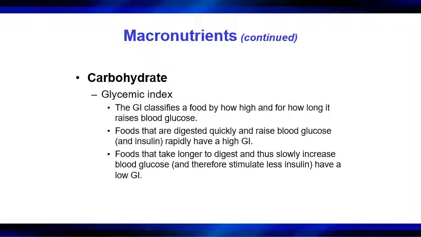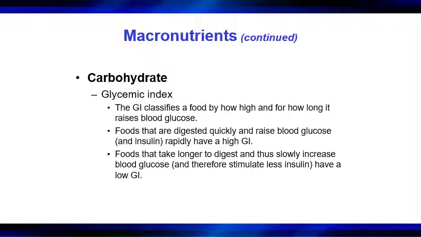Something to note with carbohydrates is the glycemic index. The glycemic index classifies a food as high or low based on how long it takes to raise blood glucose. Foods that are digested quickly and raise blood glucose have what we would call a high GI, and foods that take a little bit longer to digest and slowly increase blood glucose would be classified as a low glycemic index.